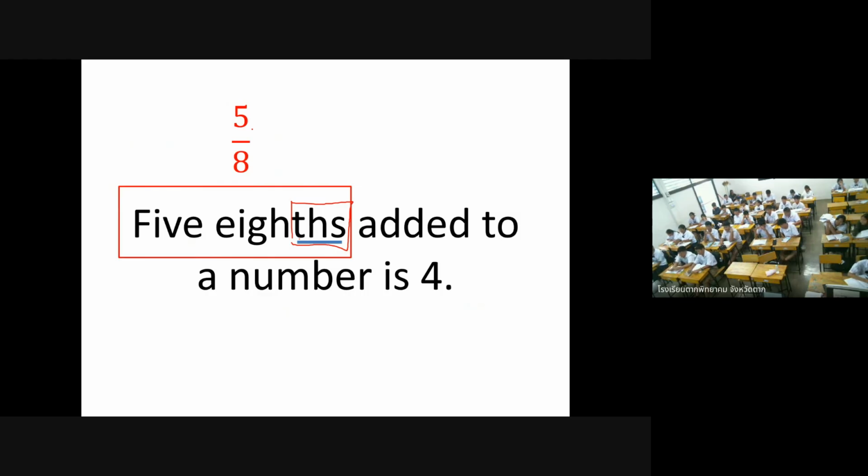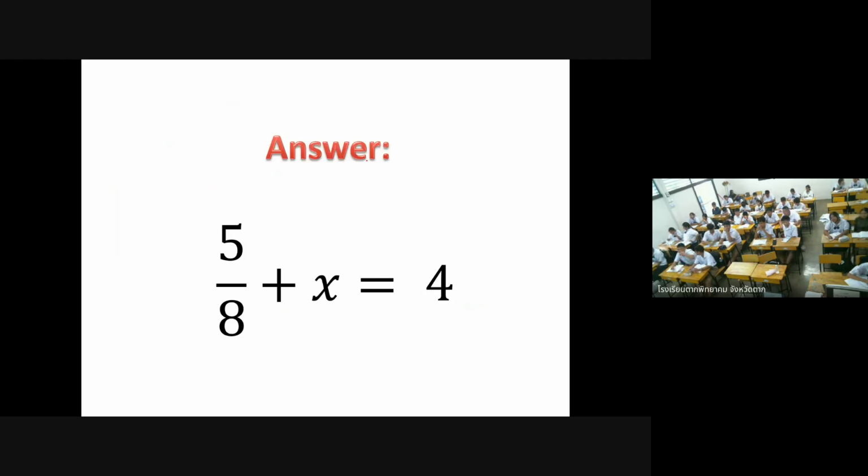What's the answer? 5/8 added to, added to means plus. A number is x. Is means equals 4. So we have here 5/8 plus x is equal to 4. Next.